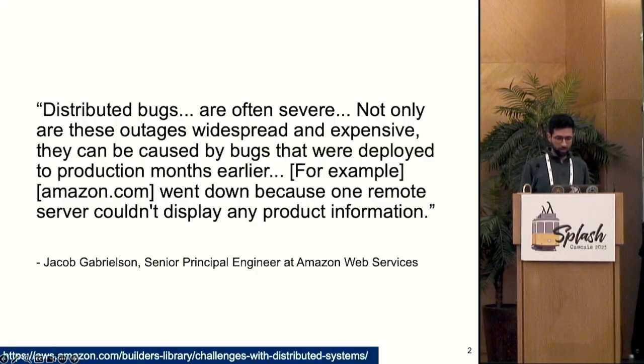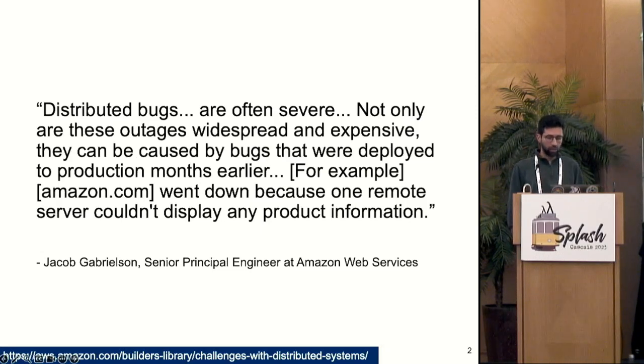So I'm just going to get right into it. It turns out that it's not very hard to find examples of bugs in important distributed systems. Here's one that I found in a blog post that I particularly enjoyed. This is a senior principal engineer at Amazon Web Services describing how a bug in an implementation brought down all of Amazon.com.